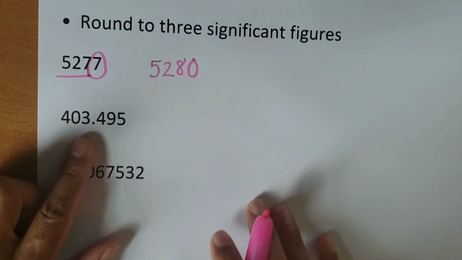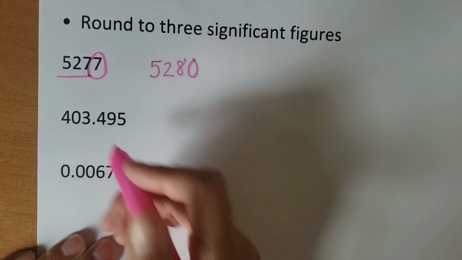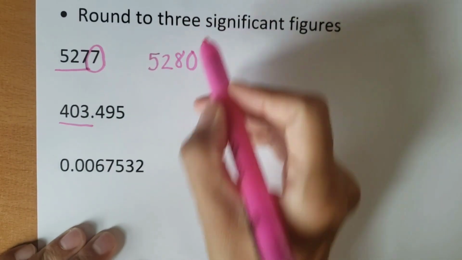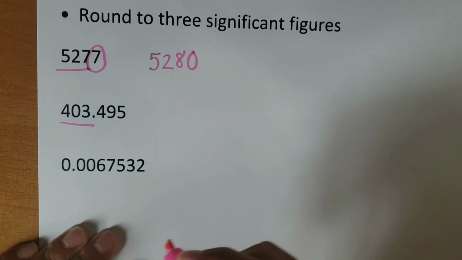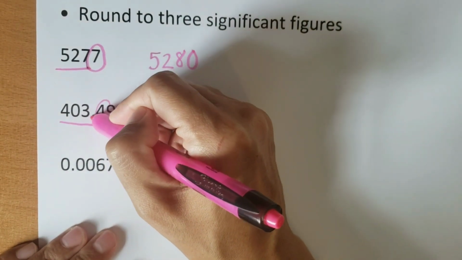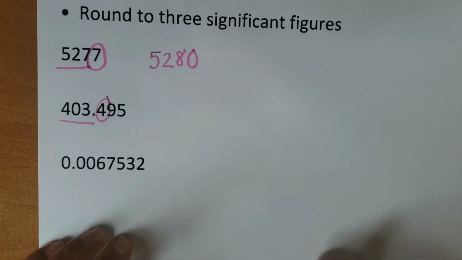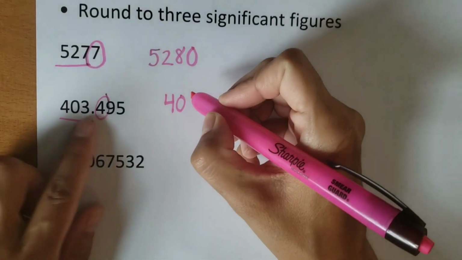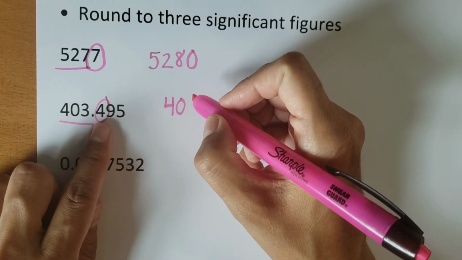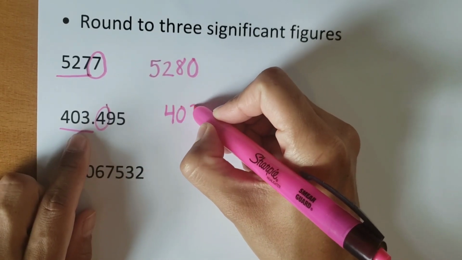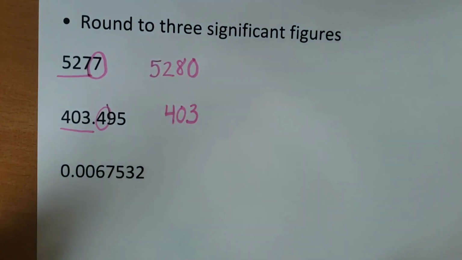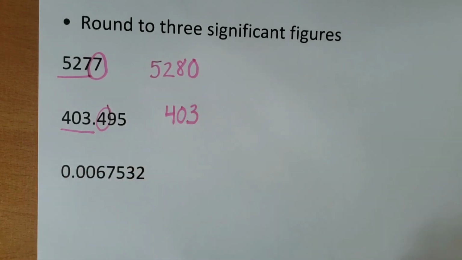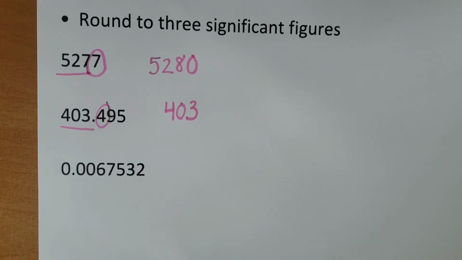So here in this next number, I'm going to underline the first 3 numbers. Why the first 3? Because I was told to round to 3 significant digits. And then I'm going to look at the 4th value to figure out what I do. So in this case, I'm going to have 4, 0, and because this is a 4, it's less than 5, we're just going to stay. There's no such thing as rounding down, you just stay. So 403 is the rounded number for this value.